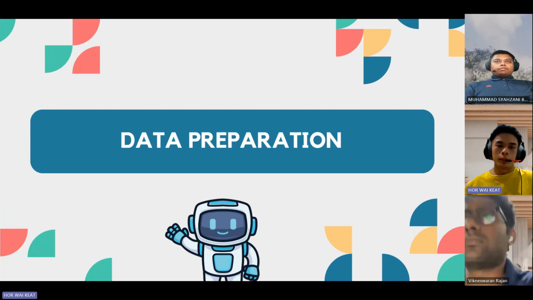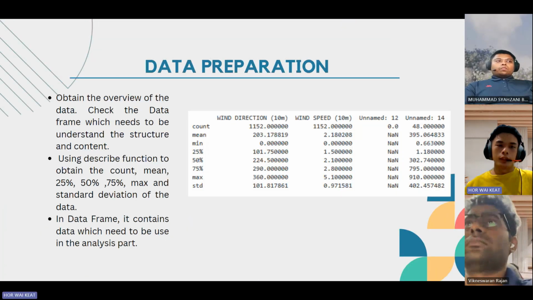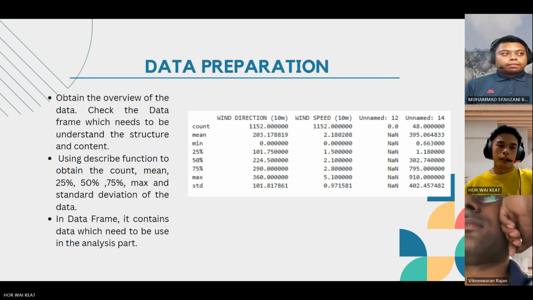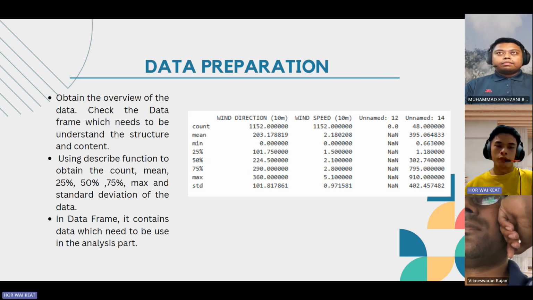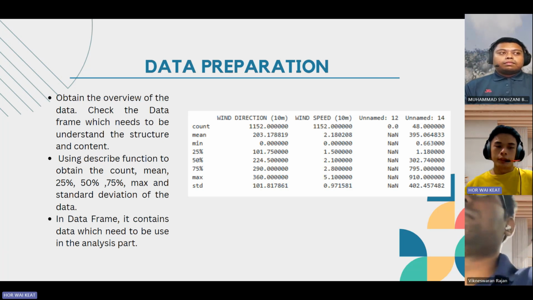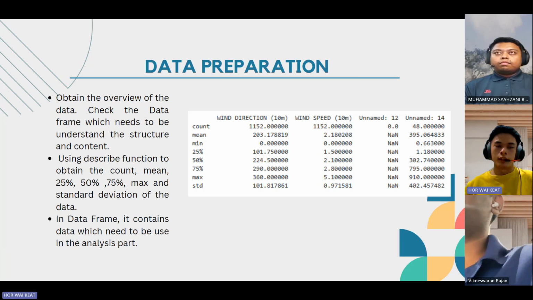And continue with the data preparation. In data preparation, we are required to obtain the overview of the data and check the data frame to understand the structure and content. On the right, we have used the dot describe function to obtain the count, mean, 25%, the median, 75%, maximum and standard deviation of the data.